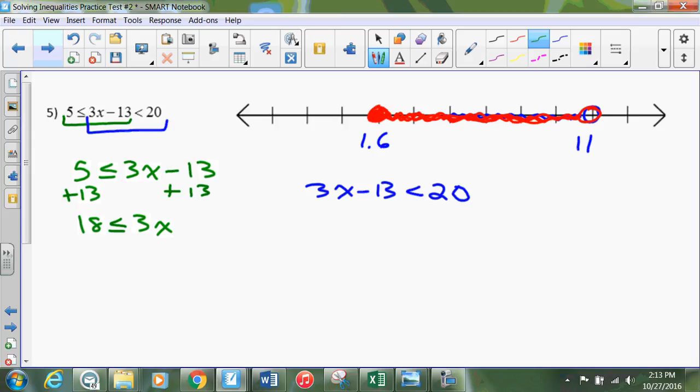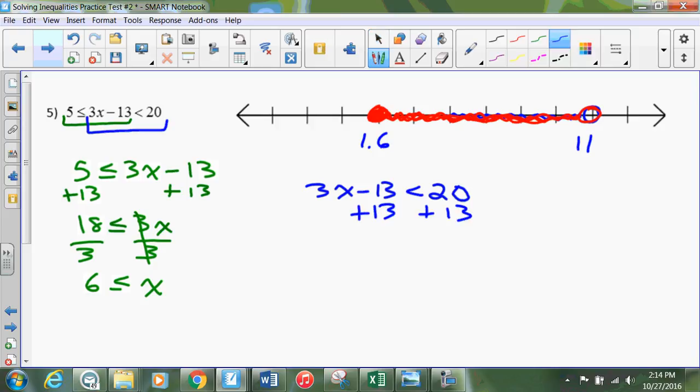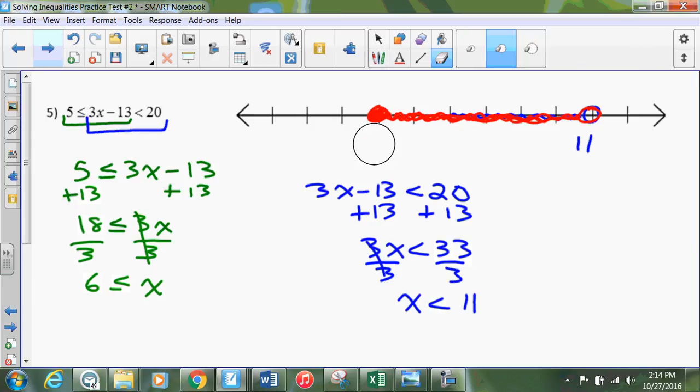Okay, what's going on here? Let's see, 5 is less than or equal to 3x minus 13 plus 30. Okay, we're getting a different answer, so that might mean that I made a mistake on here. So I'm getting 6 instead of 1.6. So I'll go backwards and see what happened, because I must have made a mistake at some point. Plus 13, so it's going to be 3x is less than 33. And we're going to get that x is less than 11. So we got the same thing except for instead of 1.6, we got 6. And now I do know what I did wrong.